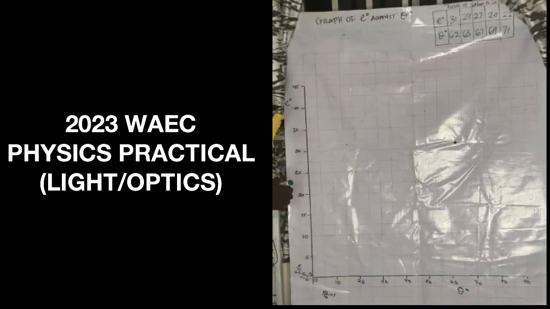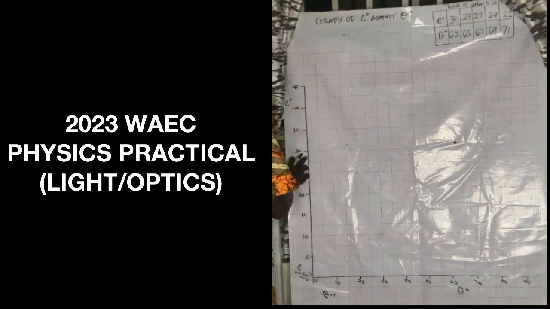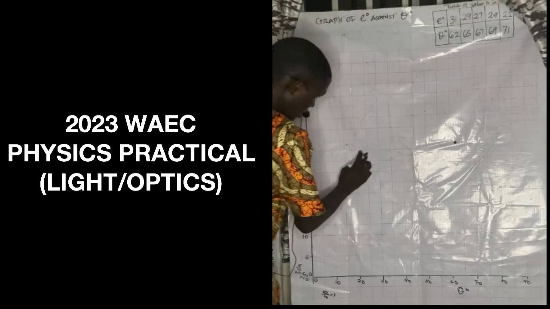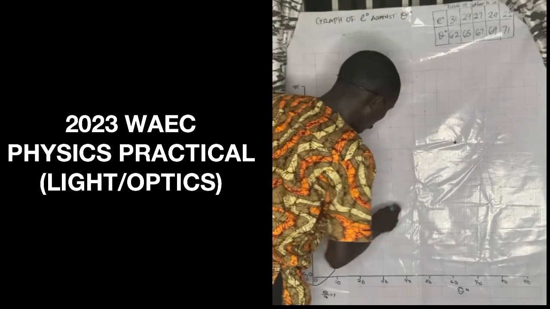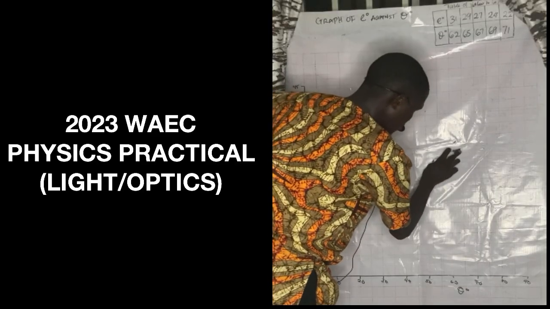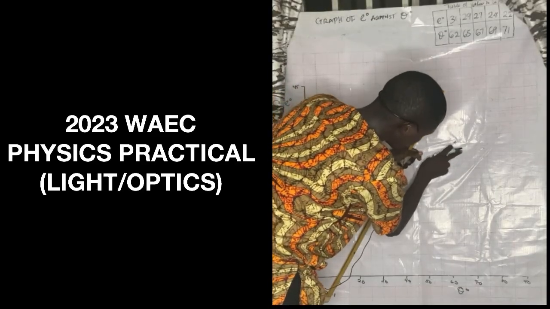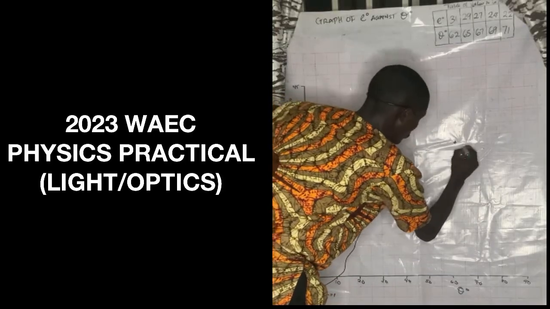So now the next one is 29 against 65. So this is 29, this is 30. You take 2 boxes away from 30 to get 29. So this is 29 here, against 65. This is 65 here. So 29 against 65, we have that.